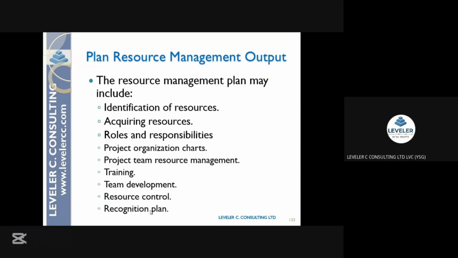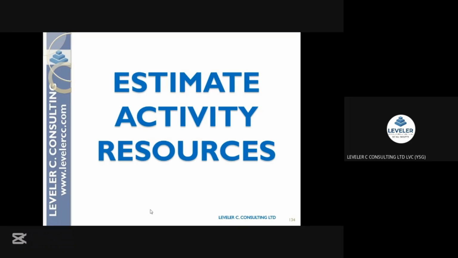So when you plan resources, as you get your resource, you plan it. It may contain information like this. Identify, okay, please, who is the most senior staff? Okay, the most senior staff is Rose. So when you are done with your plan resource management output, this is what you are going to get: identification of resources, acquiring resources, roles and responsibilities, project organizational chart, project team resource management, training, team development, resource control, recognition plan. These are the things you are going to get when you are done with plan resource management. Now let's move to the next one. Estimate activity resources.